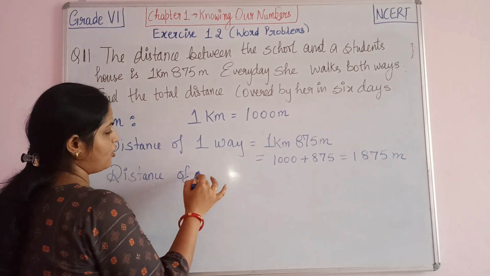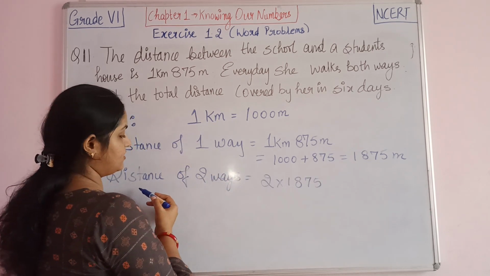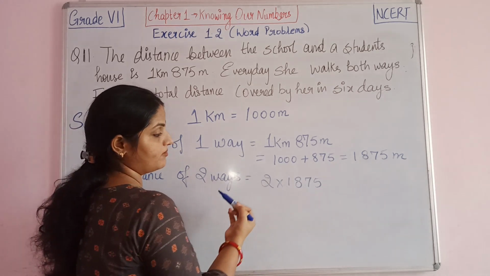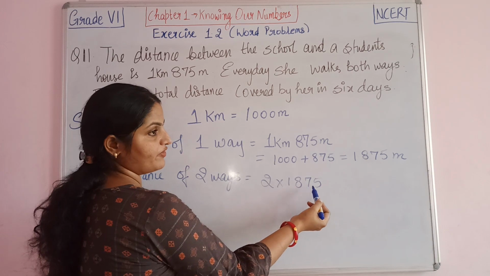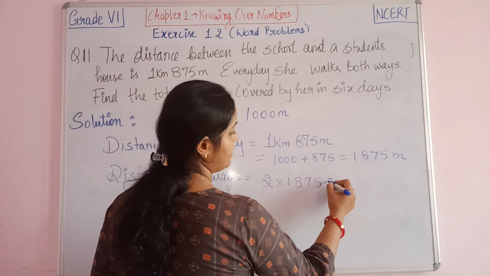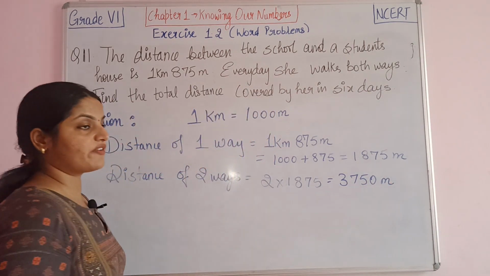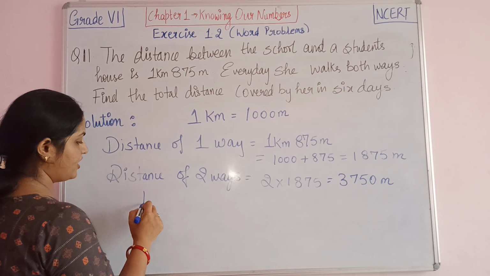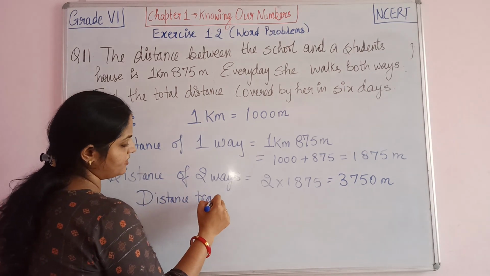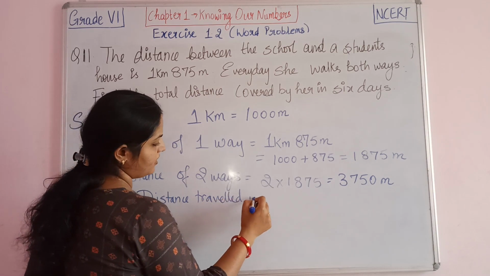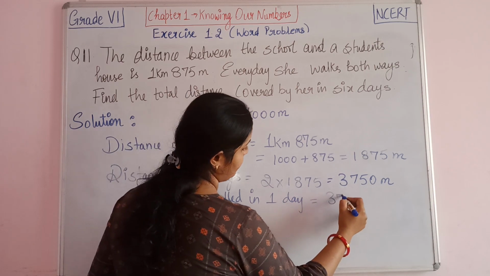So the distance of 2 way is 2 into this number. We need to multiply it with 2, or either way you can add 1875 with 1875. So the answer will be 3750 meters. This is the distance traveled by her in one day. Okay, so this is the distance traveled in one day, 3750.